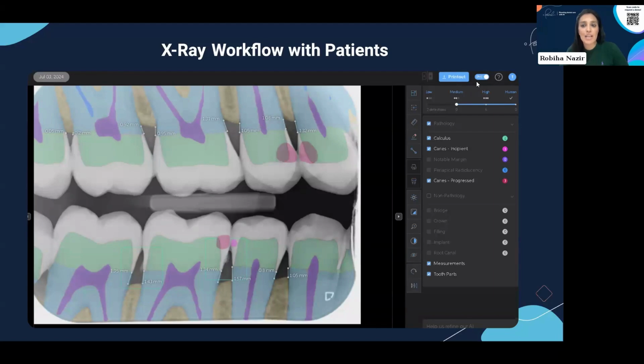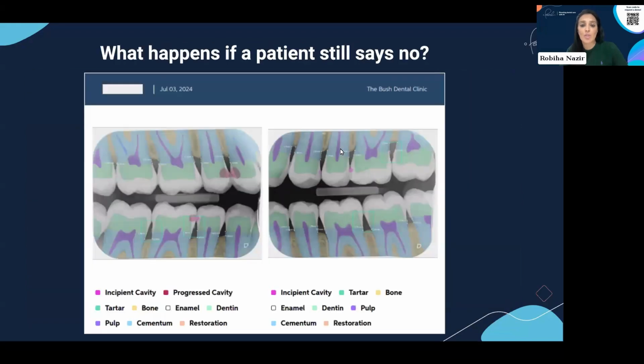Printout is actually a PDF document, which allows you to choose the X-rays that you want on that document, also the pathologies you want to add to that document, and you can switch on tooth parts and measurements on there. You can actually have it without the tooth parts as well. You can send normal X-rays, you can send them with color, you can change anything really.